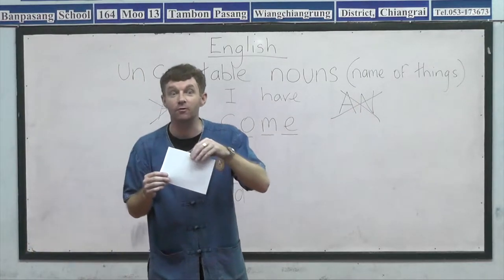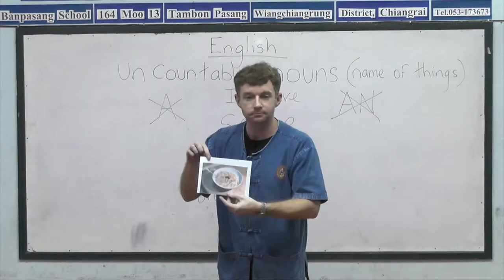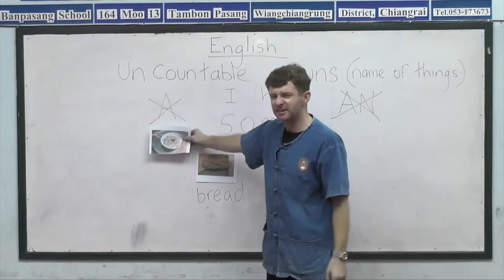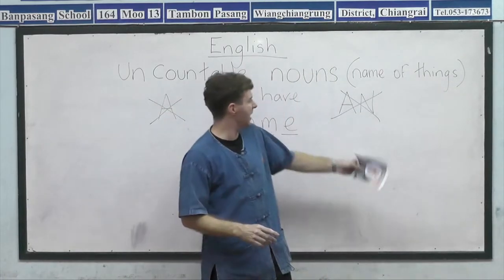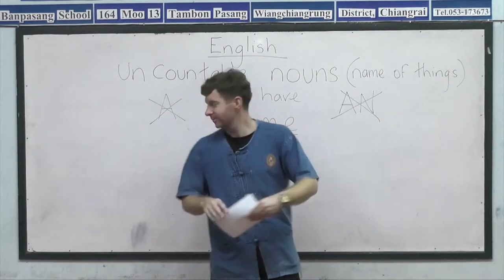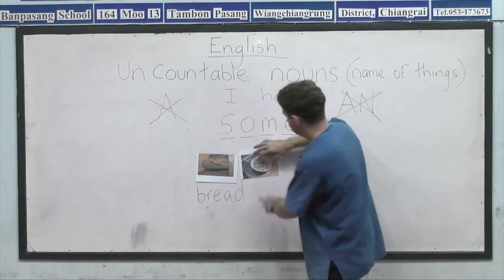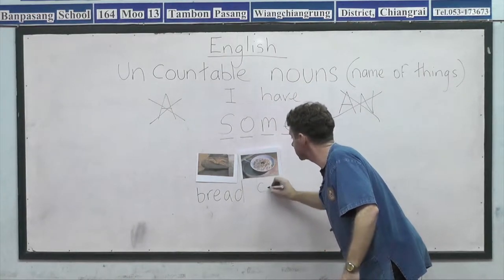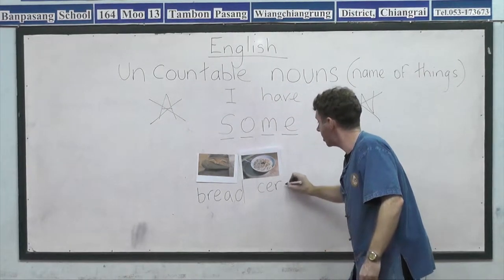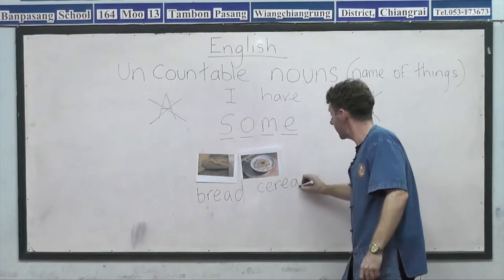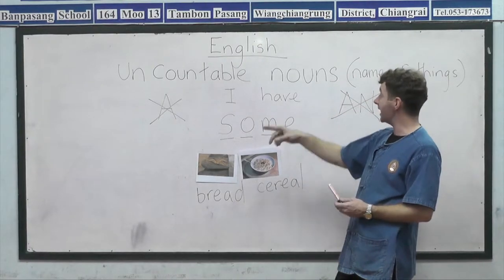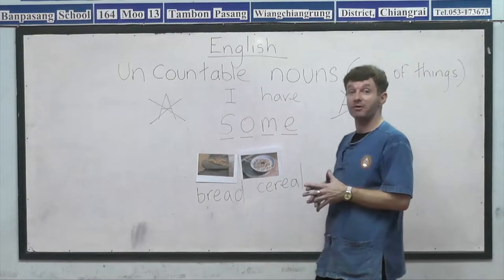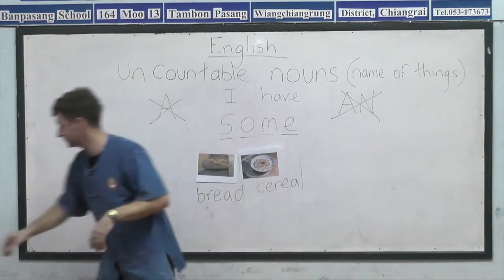Okay, picture number two. Something we might eat of a morning. Cereal. A cereal? No. An cereal? No. We say? Some cereal. Cereal. How do we spell it? C-E-R-E-A-L. I have? Some cereal. Excellent.